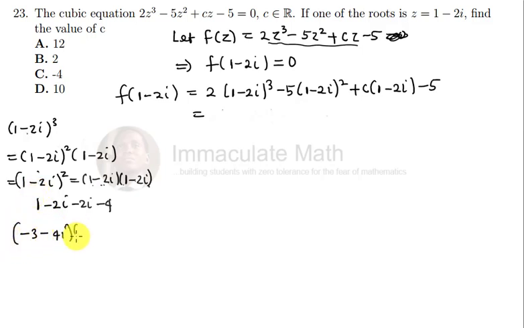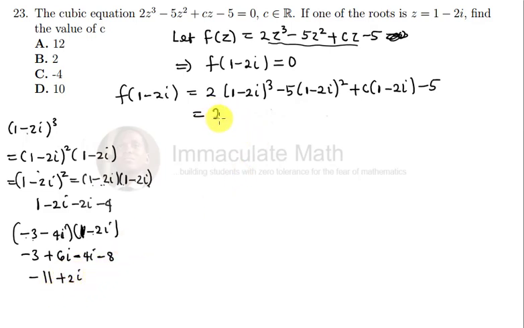So if I multiply this result by 1 minus 2i, what am I going to have? This is minus 3, then plus 6i, right? Then multiply this with this, I will have minus 4i. Then minus times minus will give me plus. Then i times i will give me minus 1. Then 4 times 2 will give me minus 8. Alright, so that means I'm going to have minus 11, then plus 2i. Minus 11 plus 2i.